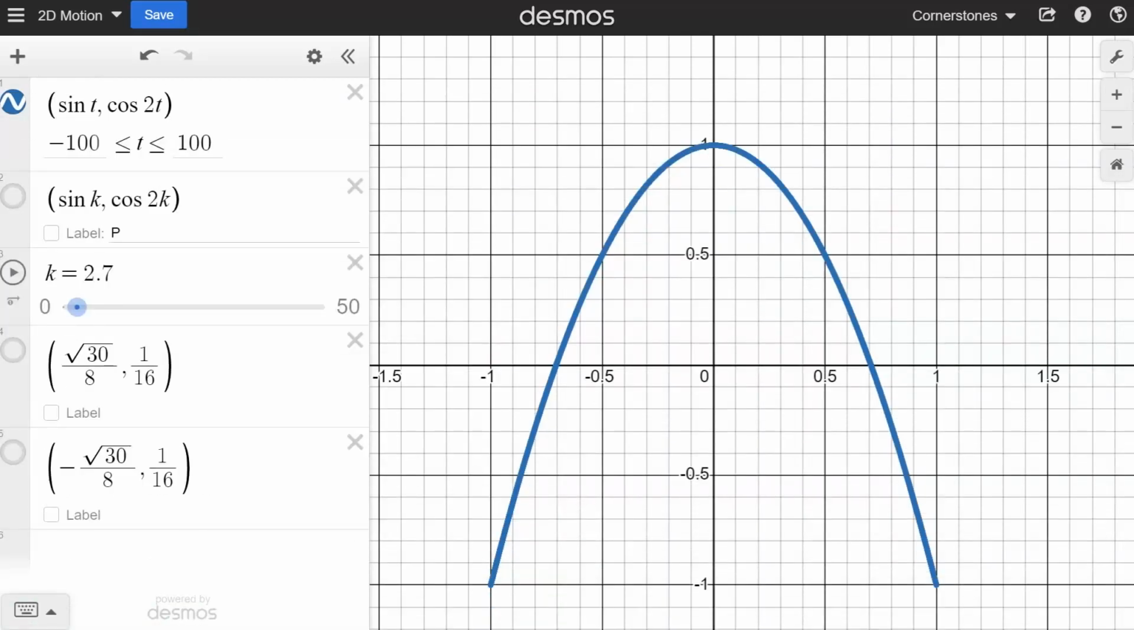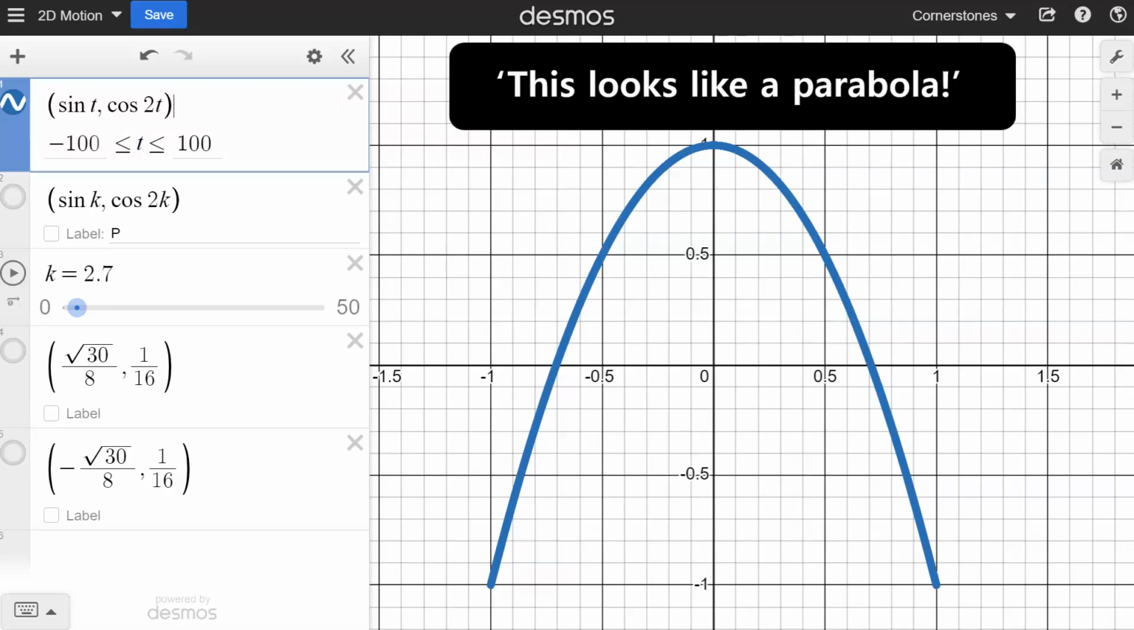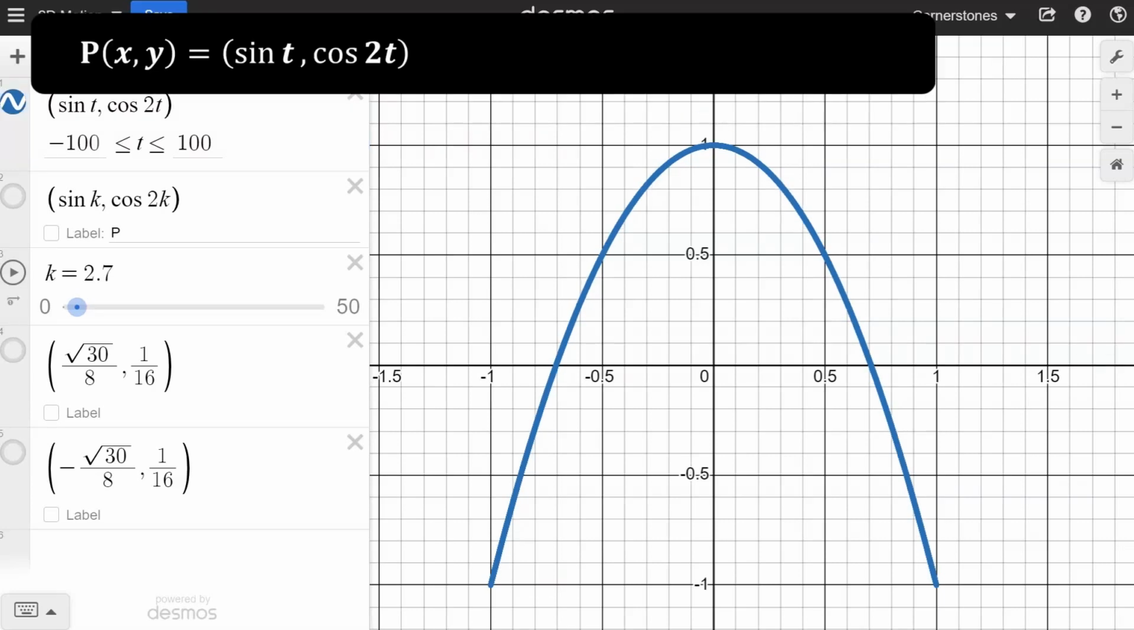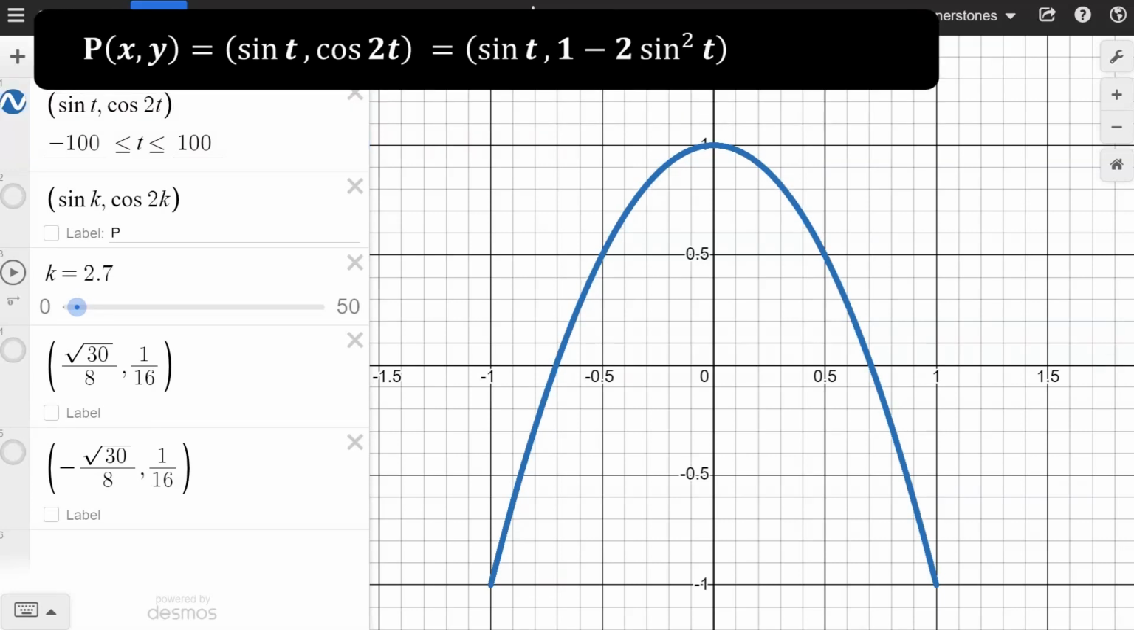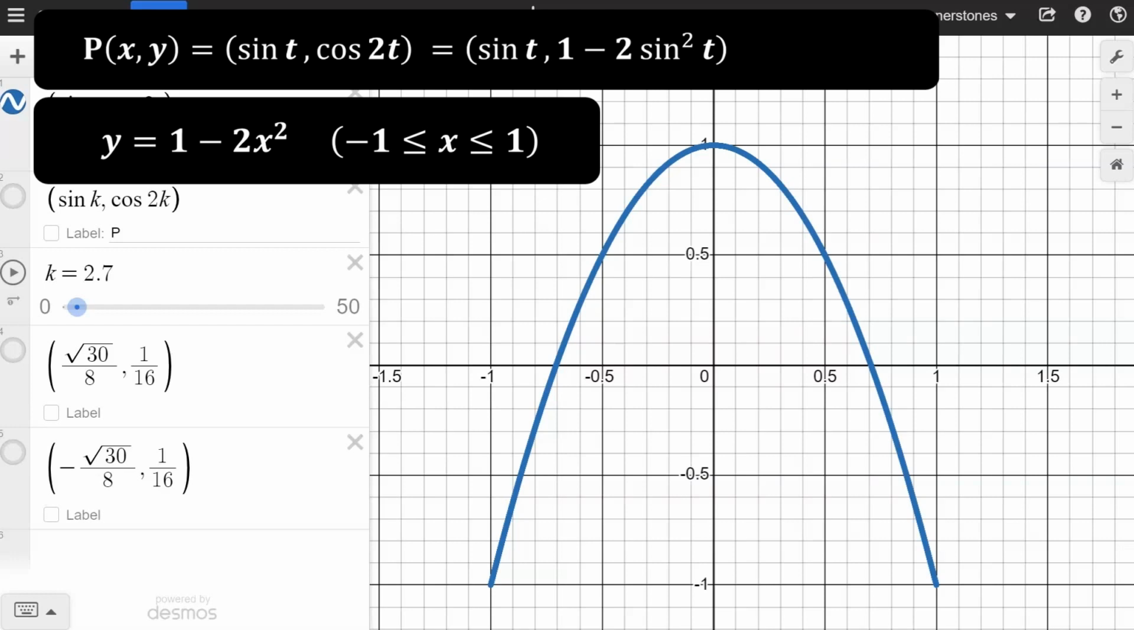Using the Desmos graphing calculator, we can sketch parametric curves like the one given in this problem. You have to use t for a parameter, and you will obtain this blue curve. Now if you're thinking, this looks like a parabola, then you are right, because from this position vector, we can also write this as sine t, 1 minus 2 sine squared t. So we have the relation y equals 1 minus 2x squared, where x, which is sine t, has a range from minus 1 to plus 1.